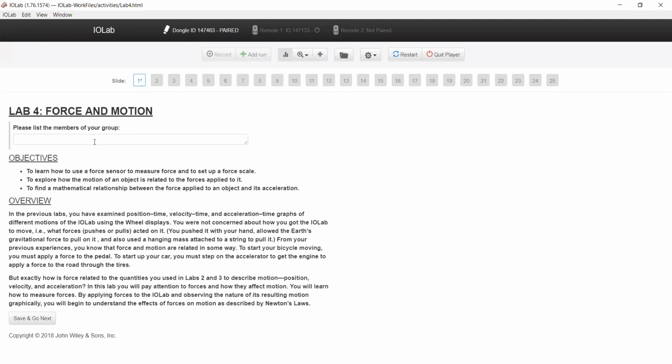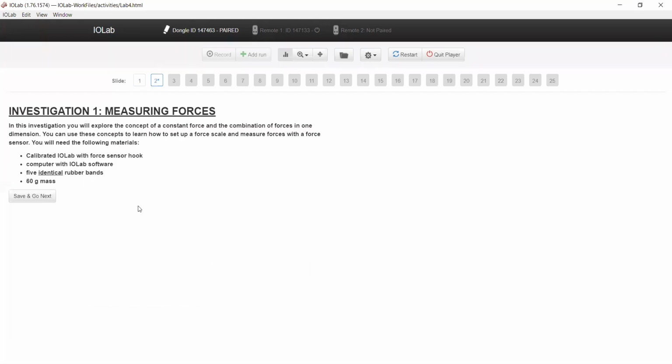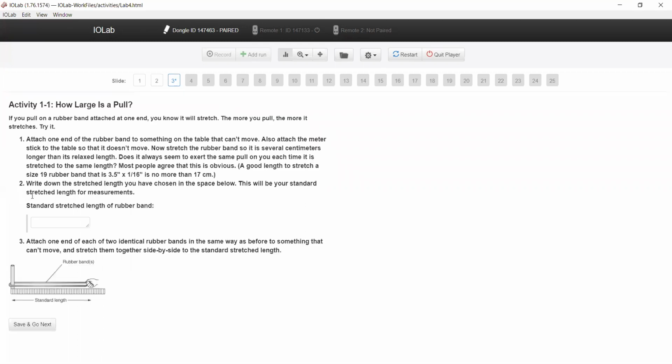Okay, write your name, and then click on save and go next. Do not forget to click on save and go next. Okay, so measuring forces: in the investigation, we will explore the concept of constant forces and the combination of forces in one dimension. You can use this concept. So you can save and go next.